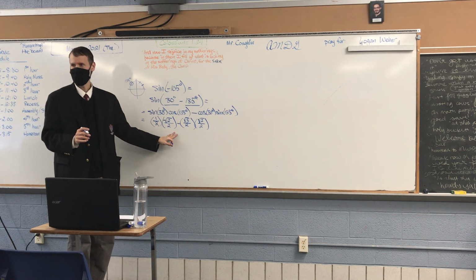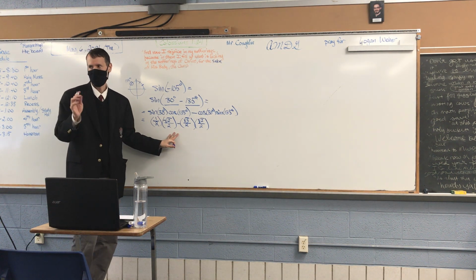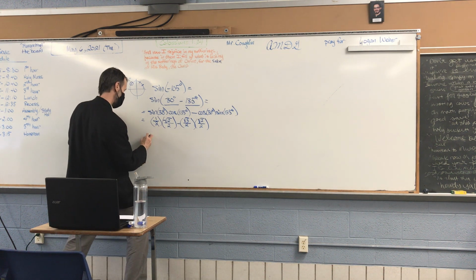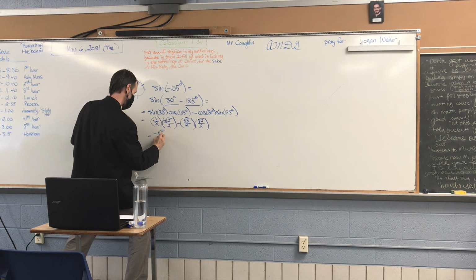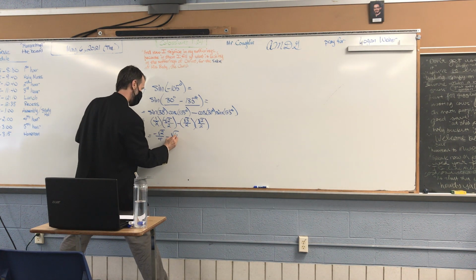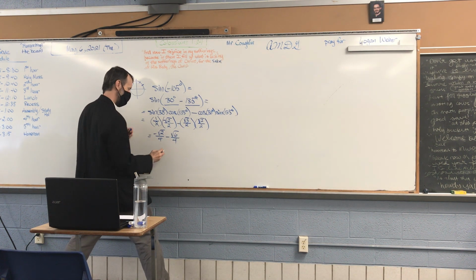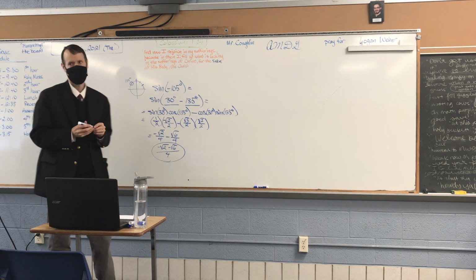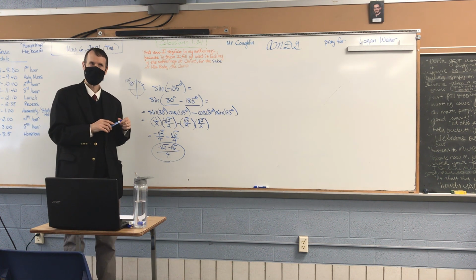Can somebody give me the final answer here? Multiply for me. Shelley, help me out. Negative radical 2 over 4 minus radical 6 over 4. So you can just do negative radical 2 minus radical 6 all over 4. And there's your sine of negative 105. Does that make sense?